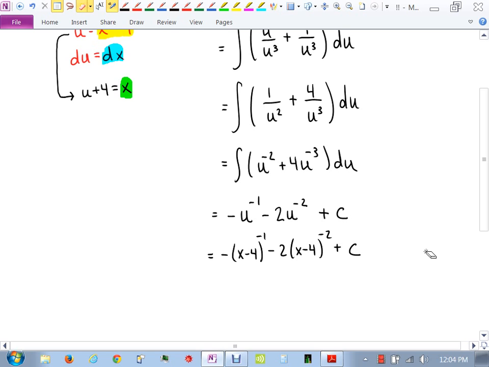Oh, why am I putting dot, dot, dot? This was an indefinite integral. And you could always check it by taking the derivative. That was just to illustrate that property again, that you can always solve for one of your variables in your equation.